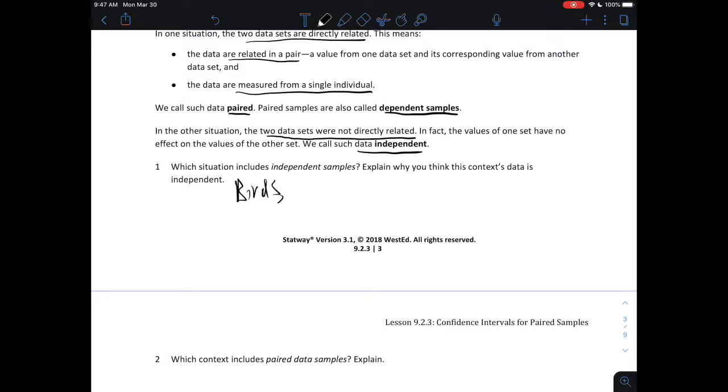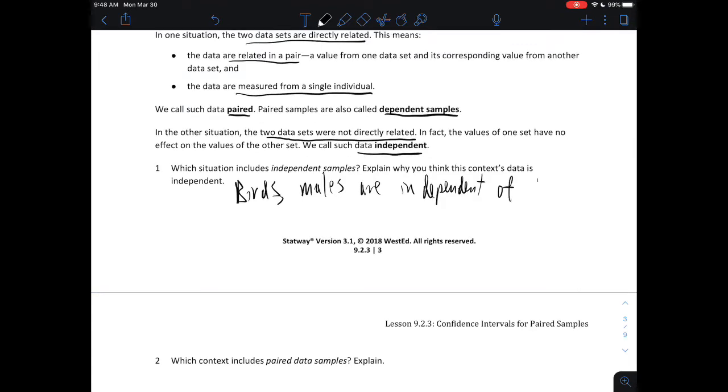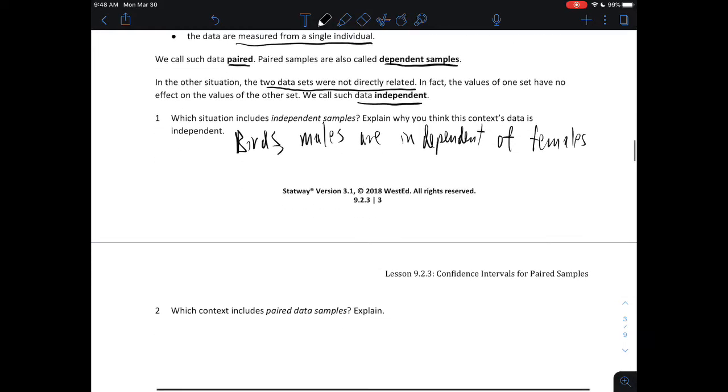and it's quite simply males are independent of females, and vice versa. Male and female birds are independent of each other. So then number 2, which context includes paired data samples? This would be the blood pressure readings.